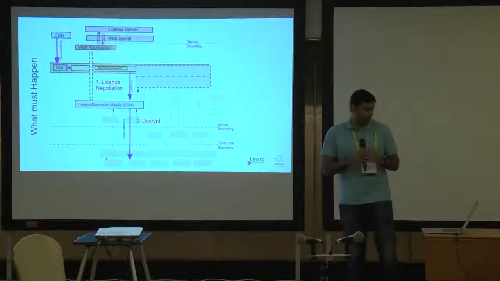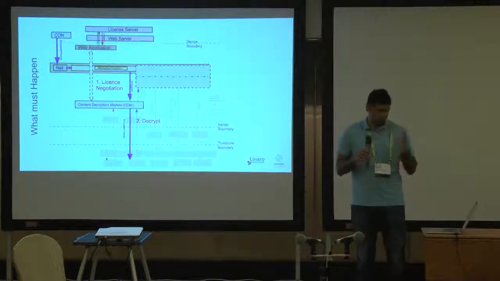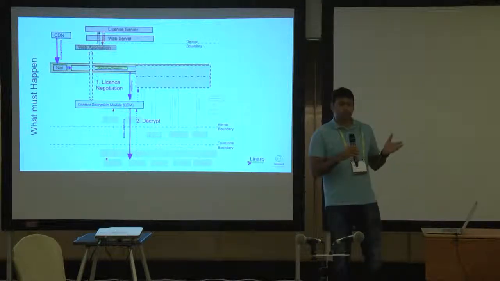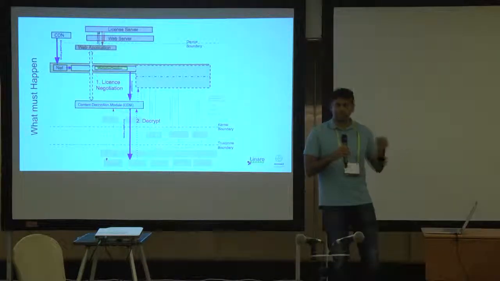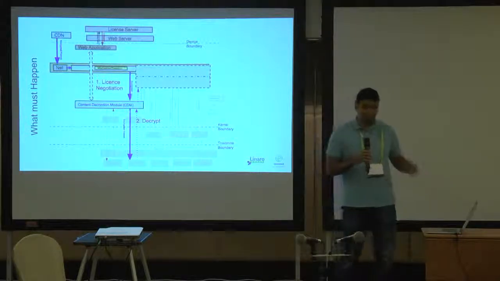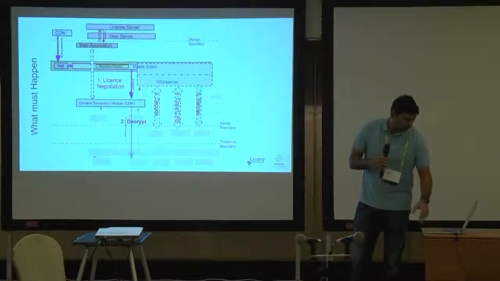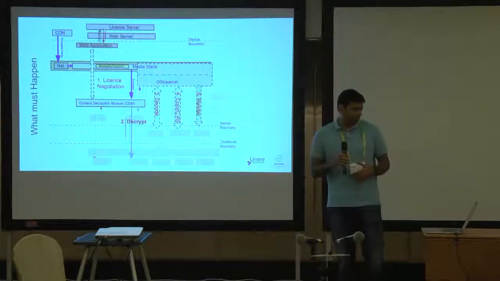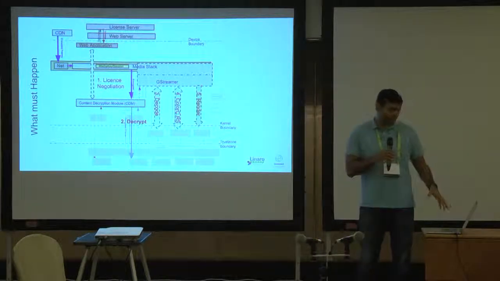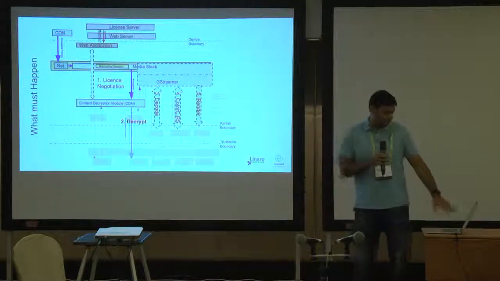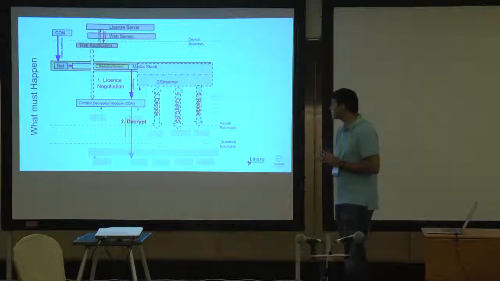So, in plain English, what should happen when you want to play secure media? The first thing you want to do is negotiate the license, and the license has the key to decrypt the data. You have to decrypt the data. So that's the first phase. And then, like any other playback, you need to decode the data. You probably need to scale the data or color convert the data. And you want to render the data.